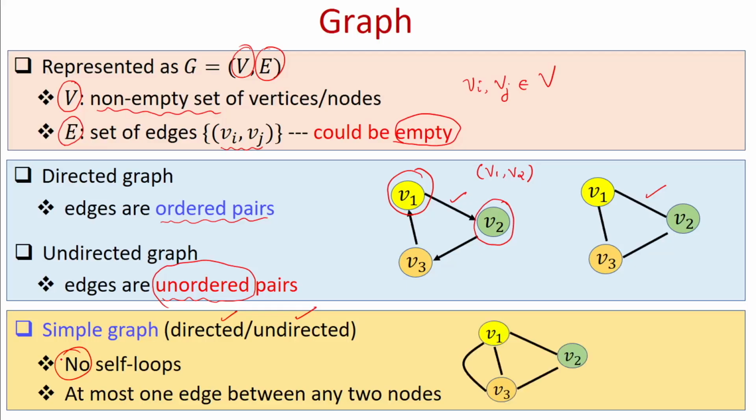So if I consider this undirected graph, then this is not a simple graph because between the nodes v1 and v3 you have two edges, this edge as well as this edge, which is not allowed as per the definition of an undirected simple graph. But if I consider this directed graph, then this is a simple directed graph because even though you have two edges involving the nodes v1 and v3, they are different directed edges because the ordered pair v1 comma v3 will be different from the ordered pair v3 comma v1. So this is an example of a directed simple graph.